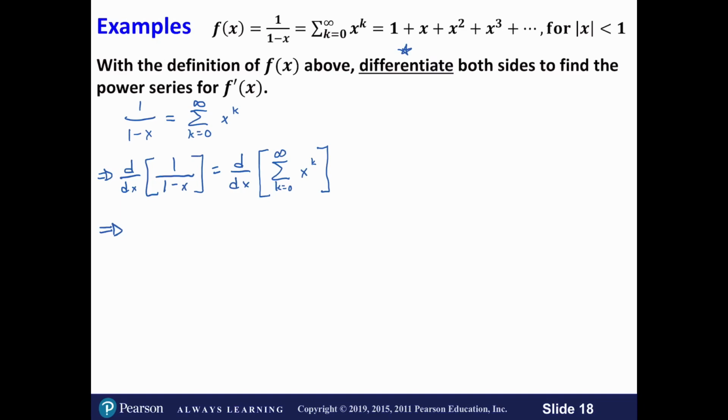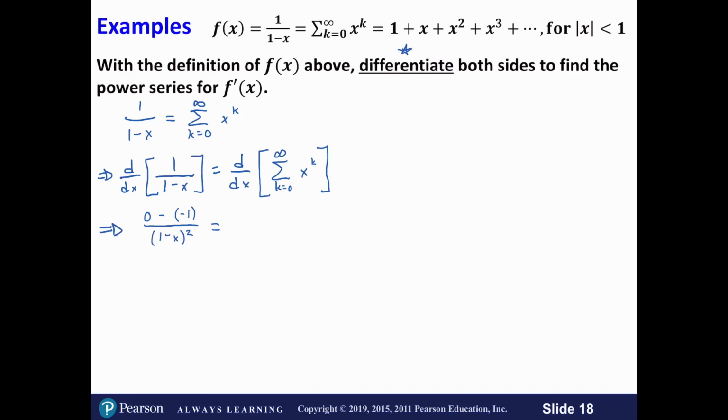If we do so, this will be low d high, so 0, minus high d low. So the derivative of the bottom is just -1, divided by the bottom squared. So 1 minus x squared.